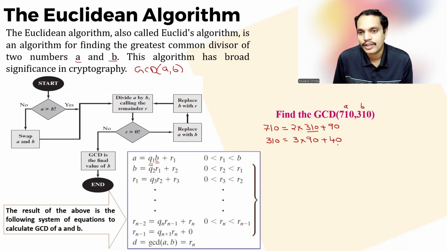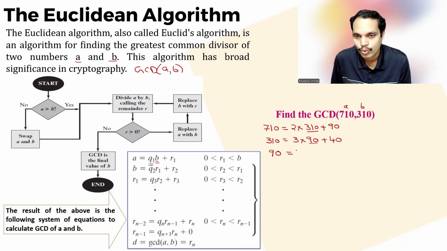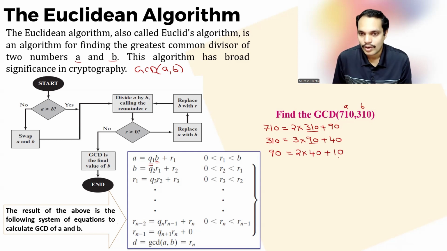Now once again I got the remainder as greater than 0. So I have to repeat the same operation again, but now 90 becomes A and 40 becomes B. So 90 divided by 40. I write that 90 is equal to, divided by 40, you get 2 as quotient, 2 into 40, which is 80, plus 10. Once again, if you observe, this 10 is greater than 0. So you repeat the same process. Now 40 is equal to 4 into 10. What is the remainder? 0. Now I got the remainder as 0.